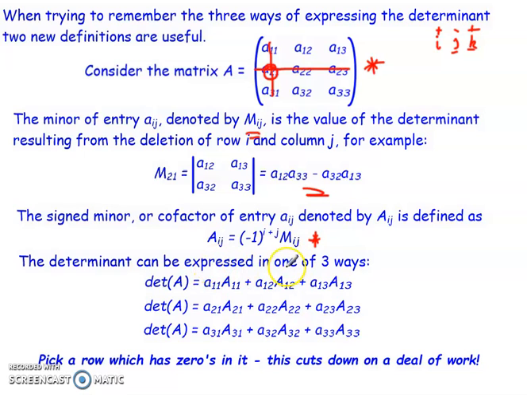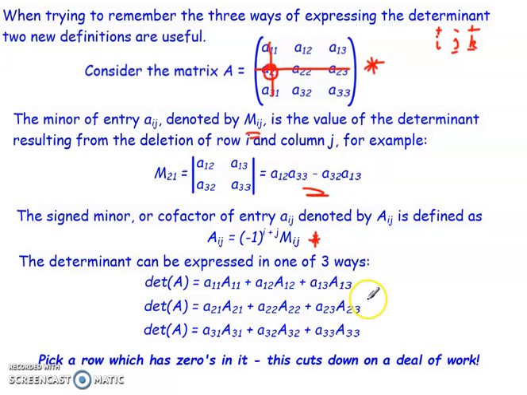Now using this we can express the determinant in one of three ways. So what we can do is express it as entry 11 times A11 plus entry 12 times A12 plus entry 13 times A13. So what that means is I'm going along the top row and I'm expanding each matrix by deleting columns in turn and creating a set of 2 by 2 matrices there.